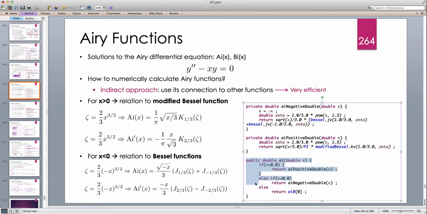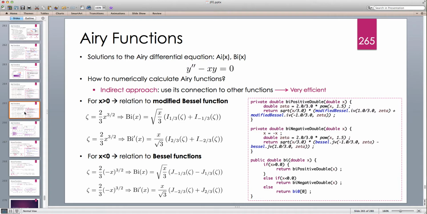And these two are private methods, so we don't want to expose them to the user. We only want to expose this method Ai double x to the user. So if x is positive, we return Ai positive double, right? So this equation. If x is negative, we return this. If x is 0, we already know the exact value, right? So we just return the exact value.